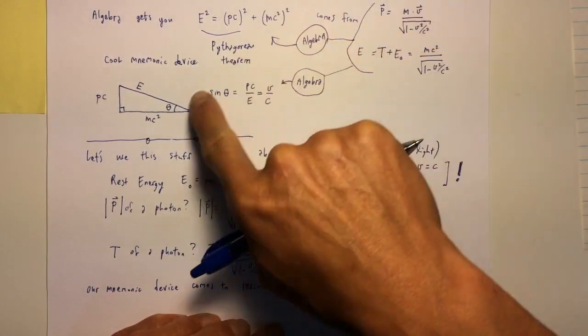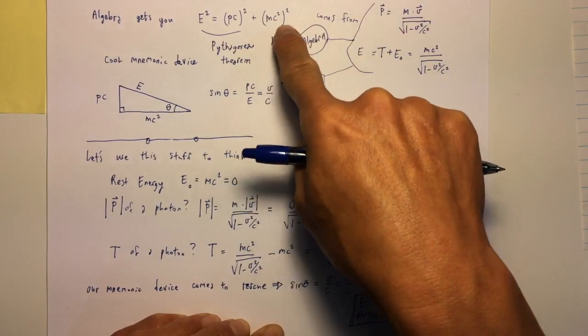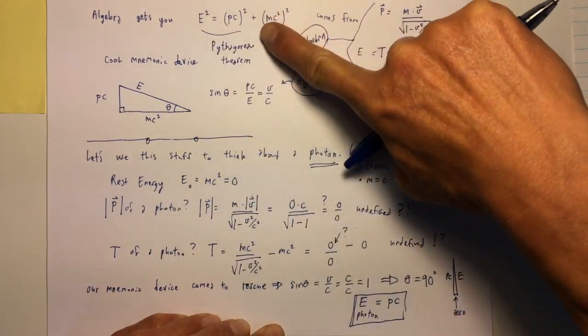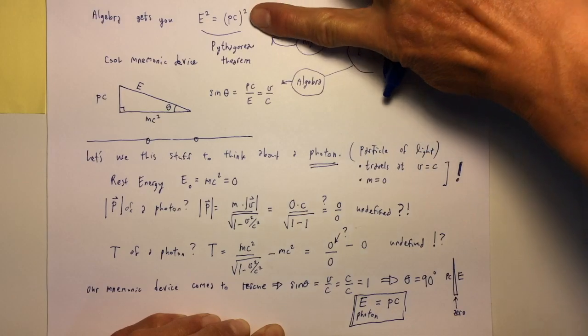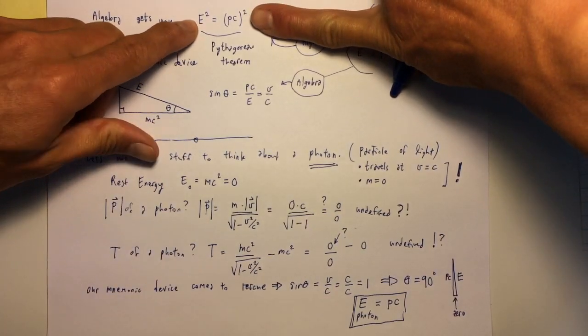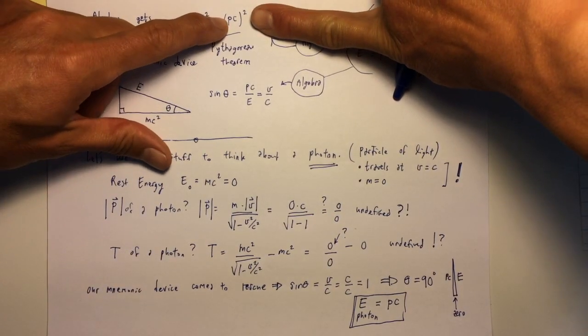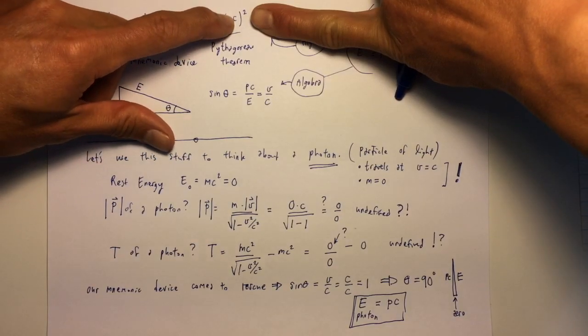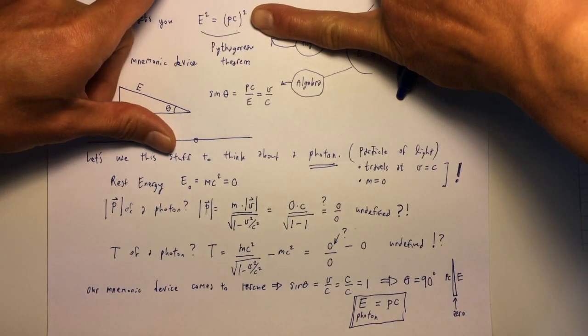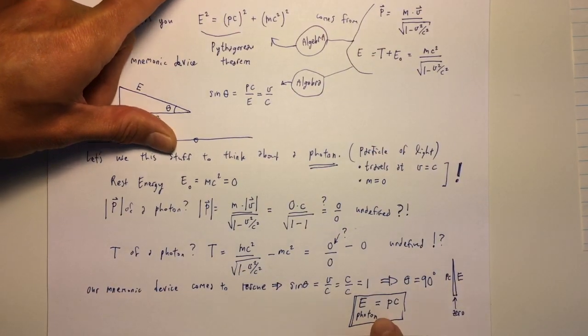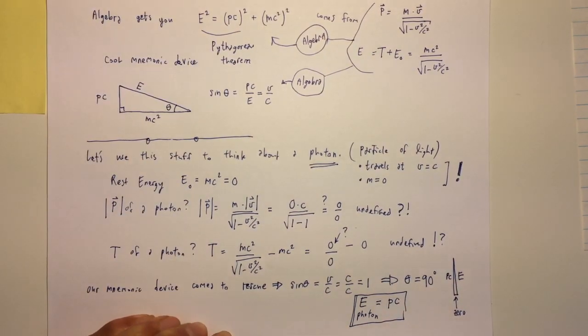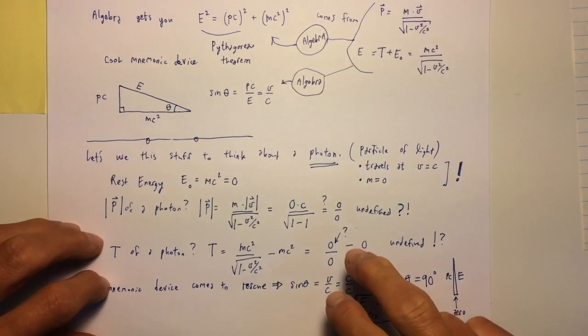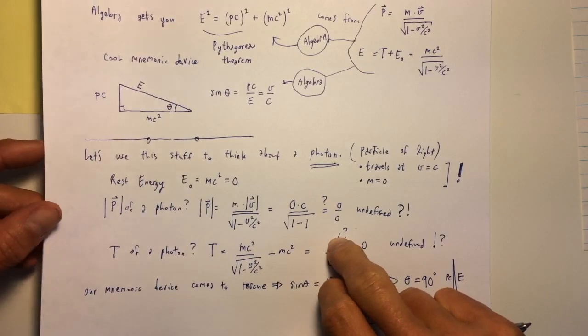So this is what we can get from our mnemonic device. The mnemonic device is actually quite quick. All you'd say is, well, photons have no rest energy, so this term is 0, and what's left over is the energy squared of a photon is the momentum of a photon times the speed of light, all squared, right? Which is what this says right here in terms of magnitudes. So this is how you think about photons. It's interesting, I think, to point out. So let me make a bit of a note.